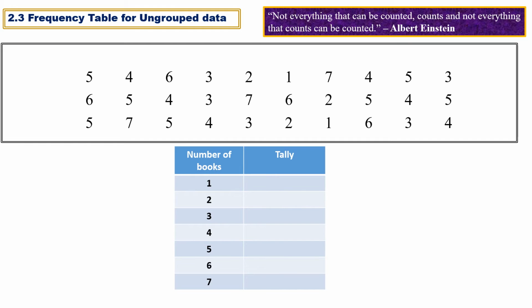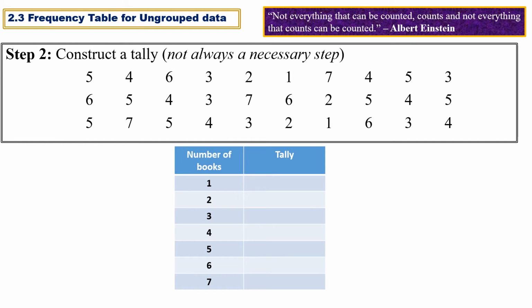The second step would be to construct a tally. Now this is not always a necessary step, but it is highly recommended to avoid making mistakes. What you do is you take the value of the attribute and you count how many times it appears in the data set. So for example, we're actually going to do all of the values of the attribute.